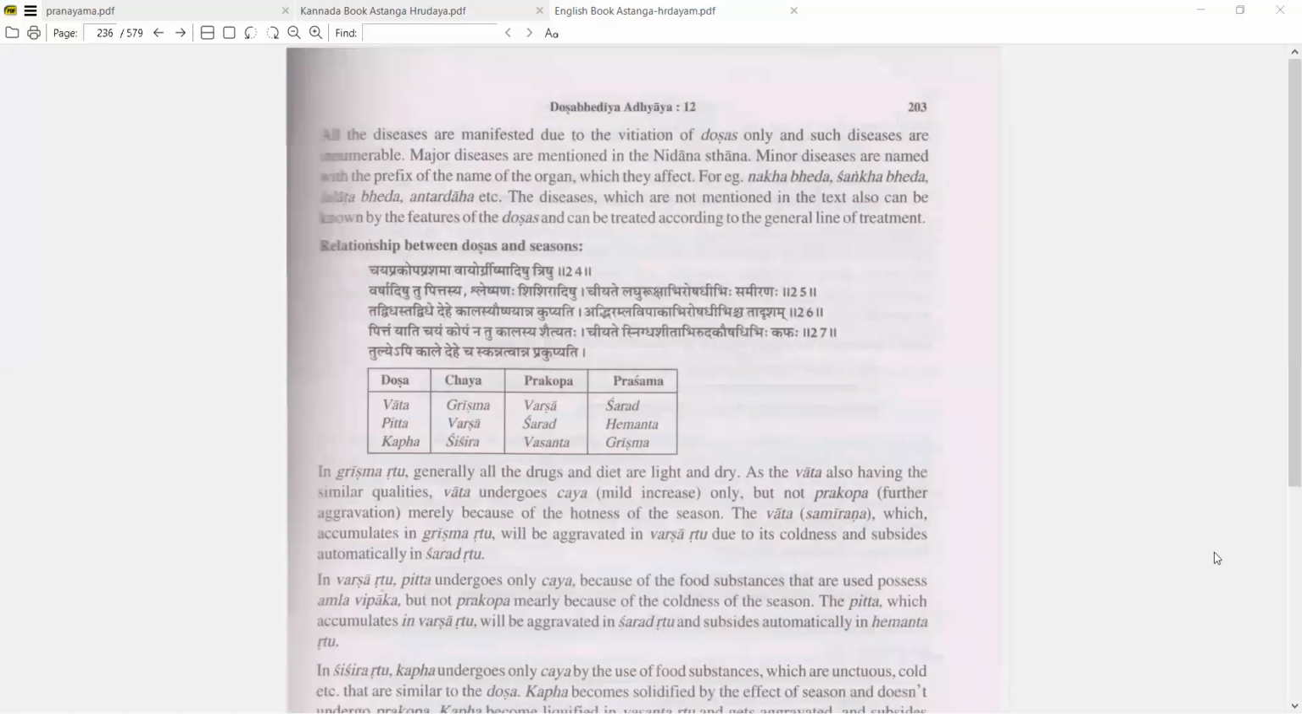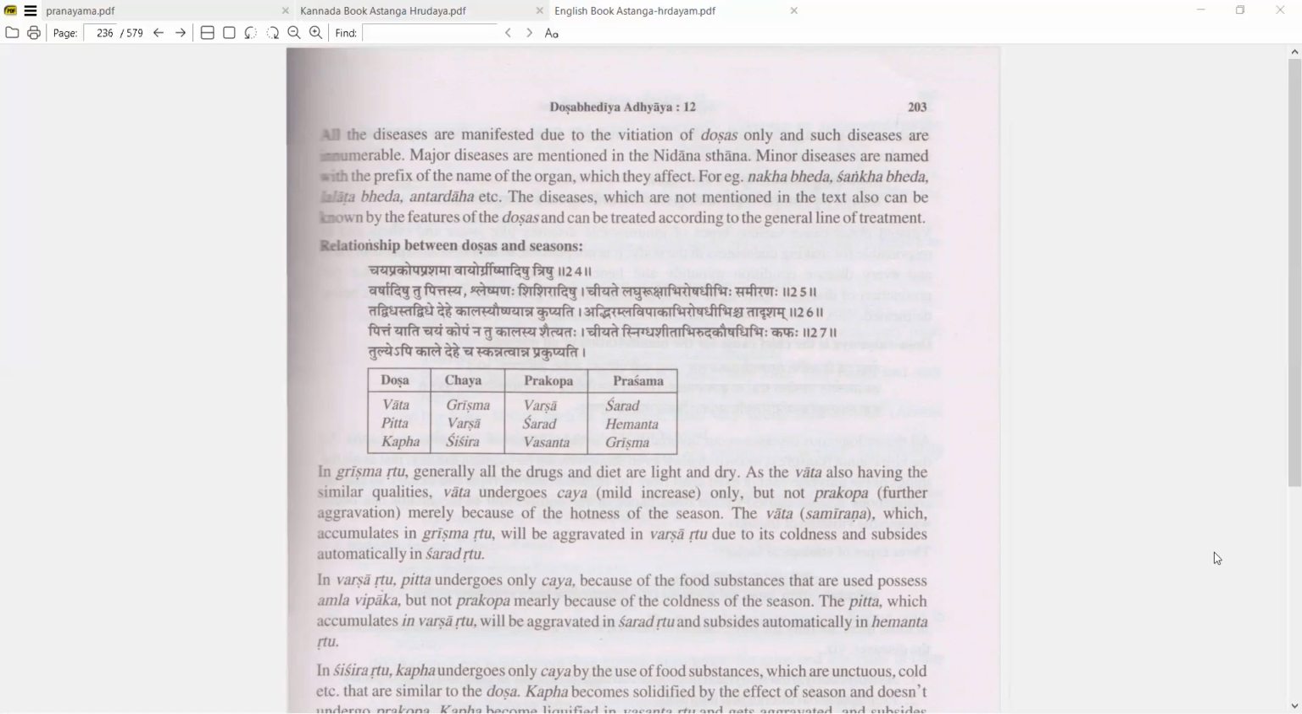All the diseases are manifested due to the vitiation of doshas only, and such diseases are innumerable. Major diseases are mentioned in the Nidana Sthana. Minor diseases are named with a prefix of the name of the organ which they affect, for example Nakhabheda, Shankhabheda, and so on. The diseases which are not mentioned in the text can also be known by the features of the doshas and can be treated according to the general line of treatment.